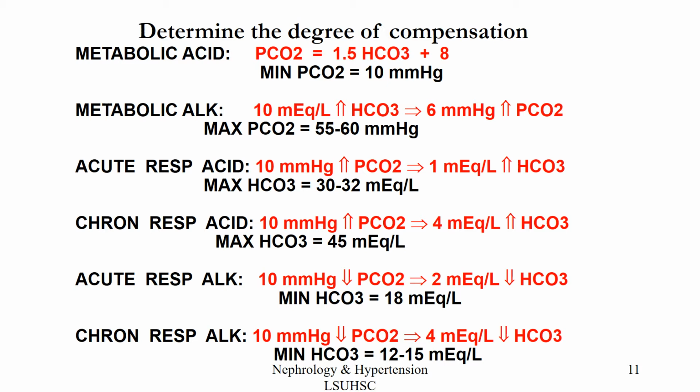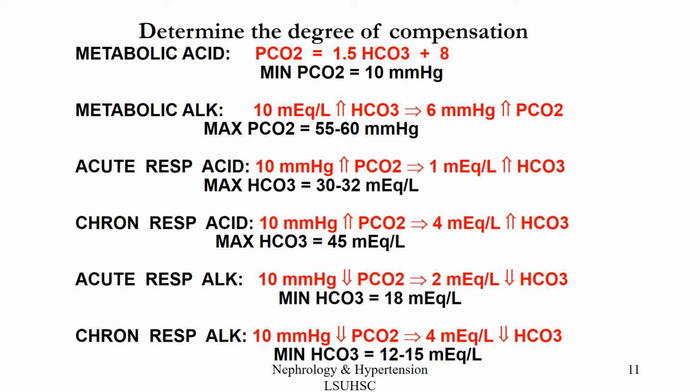When there's metabolic alkalosis and the problem is an increase in serum bicarbonate level, you compensate by retaining PCO2, and the amount of PCO2 elevation should be 6 for every 10 milliequivalents increase in the bicarbonate level.